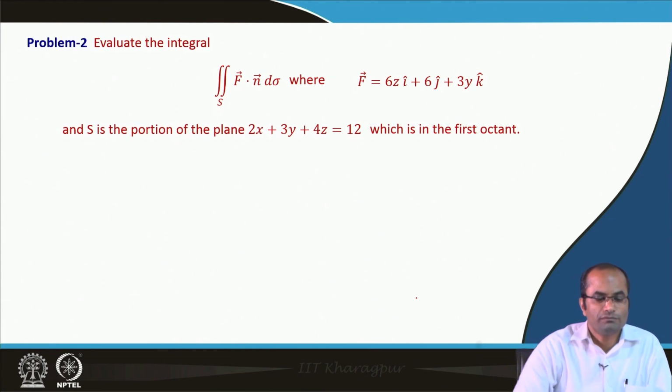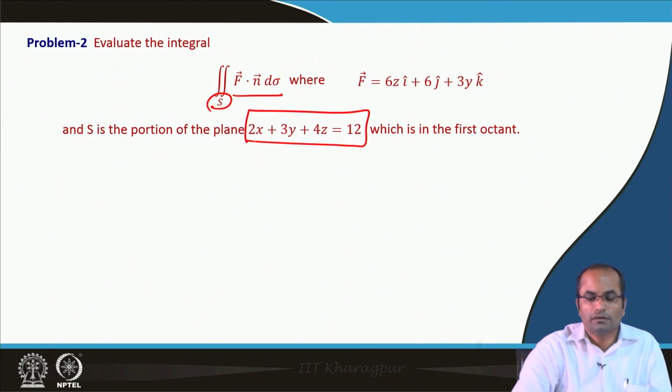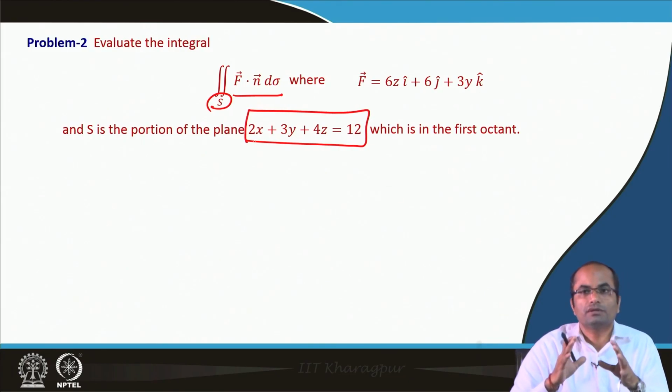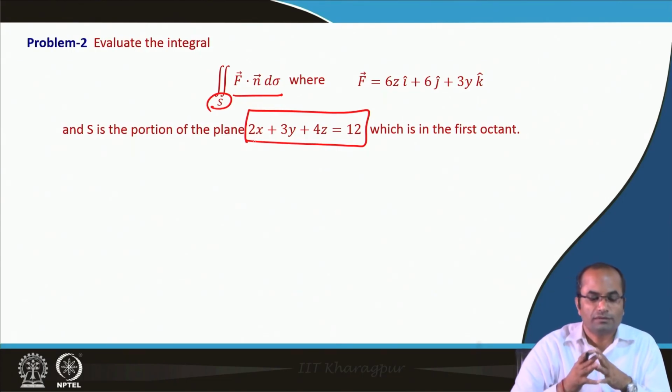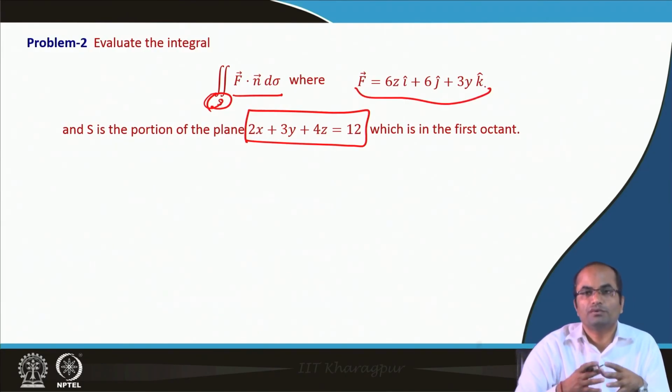Okay, so, the next problem, if we want to evaluate this integral, the integral of F dot n d sigma over this S, where this S is the portion of this plane which is in the first octant. So, we have this plane and we are considering only the first octant of that plane for this surface. So, again the same process: the F is also given, we need to compute F dot n, we need to compute this differential element, etc.